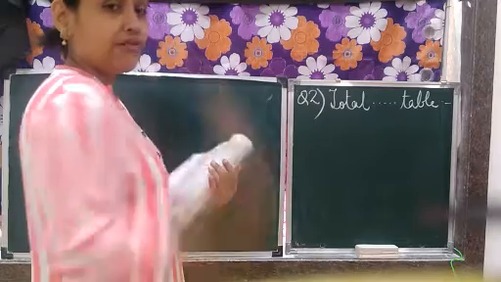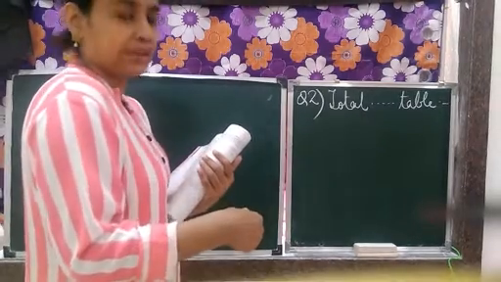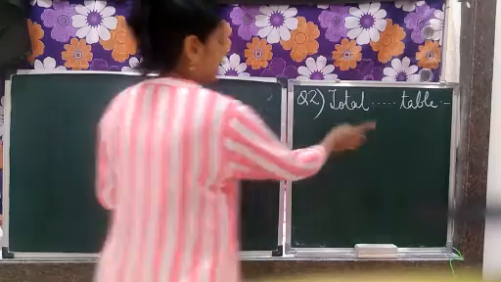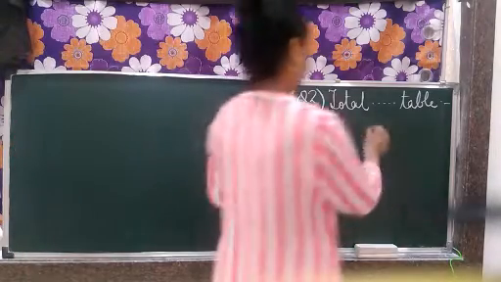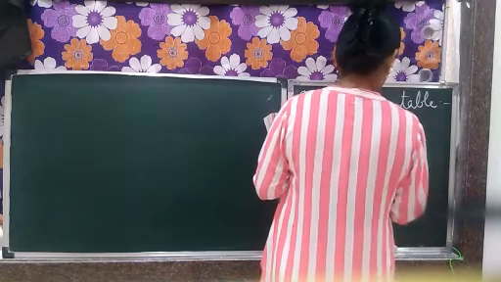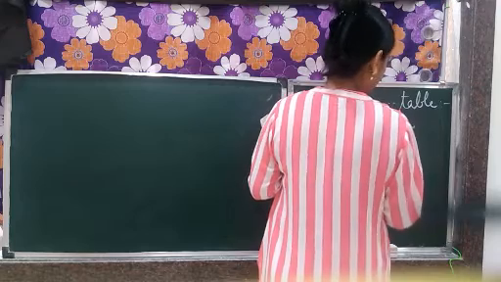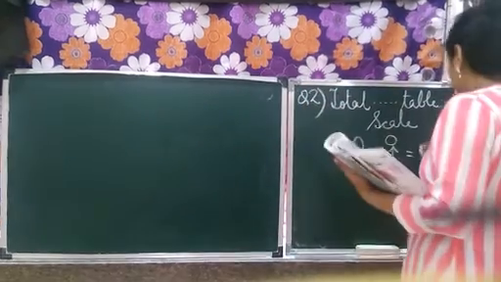So let's start. First thing children, we write the scale, then we start the pictograph. So I am writing the scale here and below this we will start the pictograph. One symbol represents how many children? 100.